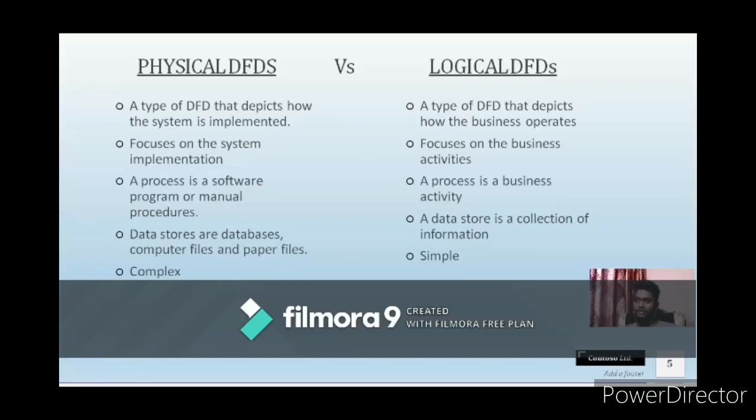When it comes to logical DFD, a data store is a collection of information. Here in logical DFD, we can think logically: the storage of this data will be the collection of information. If you refer to the previous points, we can see that physical DFDs are more complex than logical DFDs. So obviously, logical DFDs will be simpler.